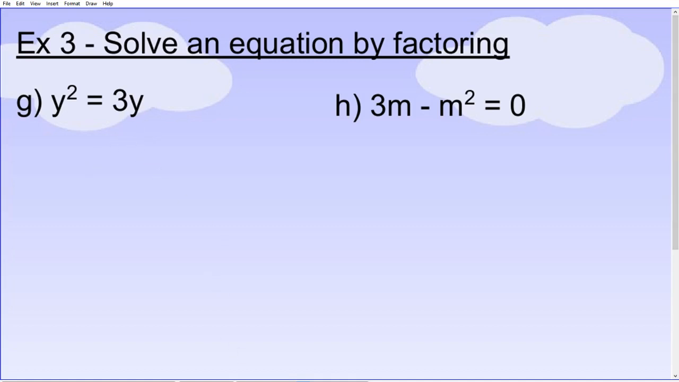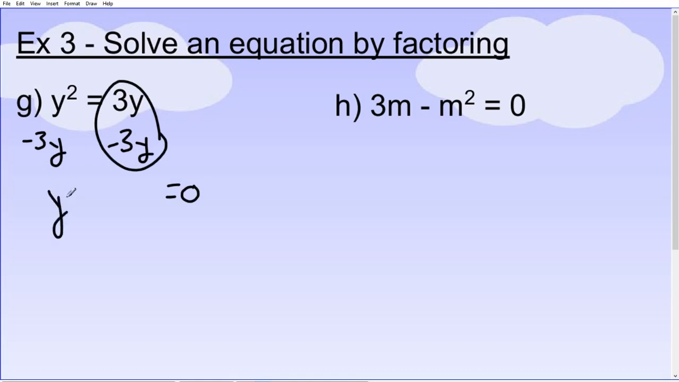Here we go. So, I'm going to start by subtracting 3y on both sides because I need those pieces to all be on the same side of the equal sign. I need it to be set equal to 0. These are not like terms, so I just have y squared minus 3y is equal to 0. I now solve. Oh, I lied. I'm not going to solve. I'm going to factor. I'm going to pull out a y from both of these because they both have a y they can give up.